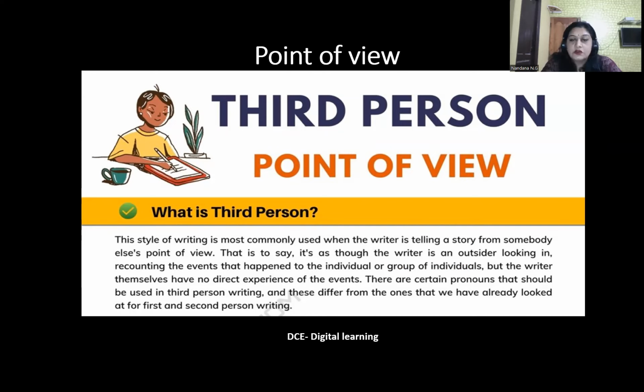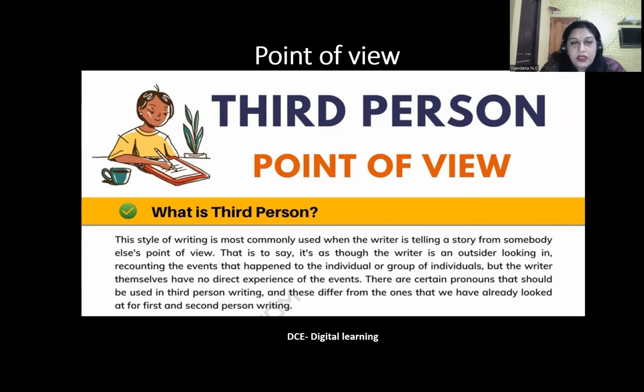That is to say, it's as though the writer is an outsider looking in, recounting the events that happen to the individual or group of individuals, but the writer themselves has no direct experience of the events. So there are certain pronouns that should be used in third person writing, and these differ from the ones that we have already looked at in first and second person writing.